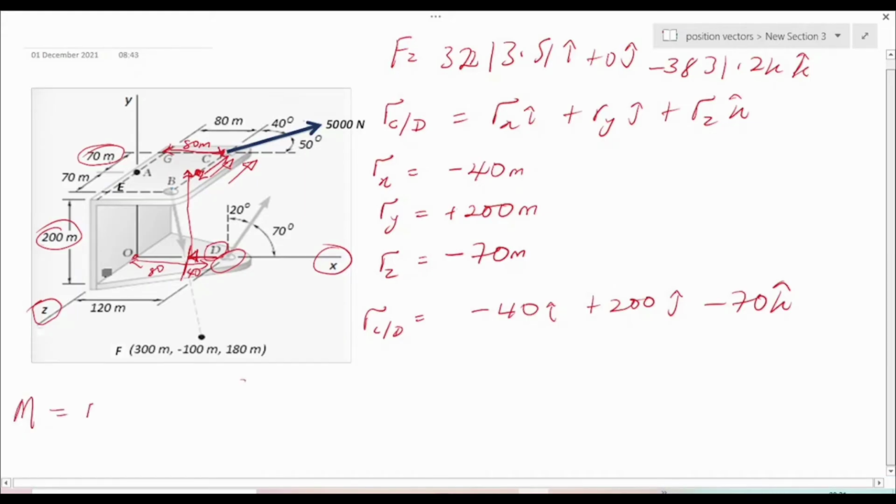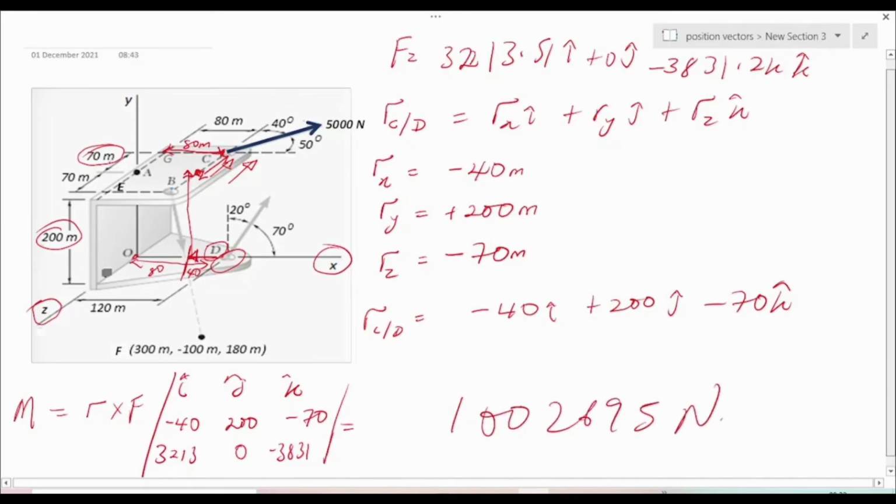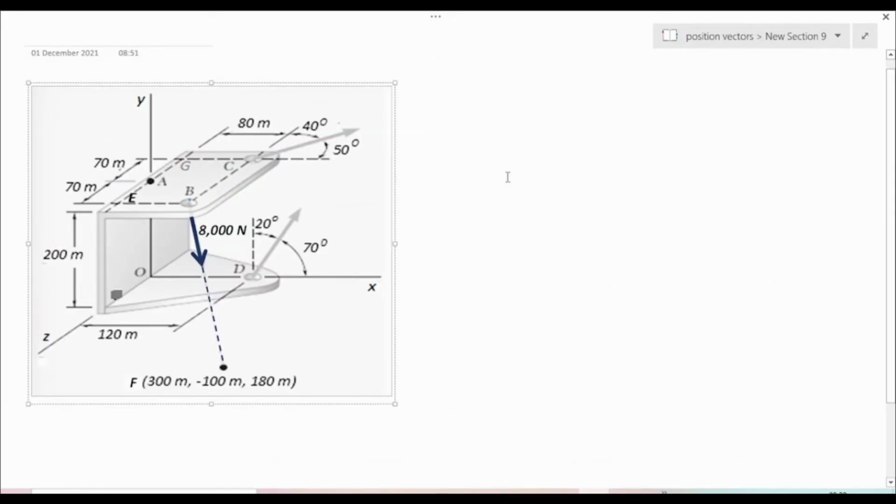Moment M is equal to R cross F, and it's just to replace all these in matrix form. We have our i, j, k values of the matrix, and we have that the moment is equal to minus 40, 200 and minus 70, that's our position vector values. Then our force values, we had 3213, we had 0 for the y-axis, and we had minus 3831. If you evaluate the moment and find the determinant, you're likely going to get 100.2695 newton meters.